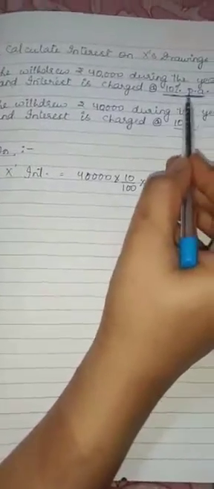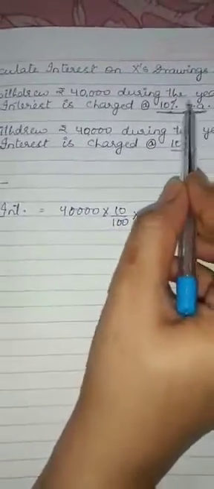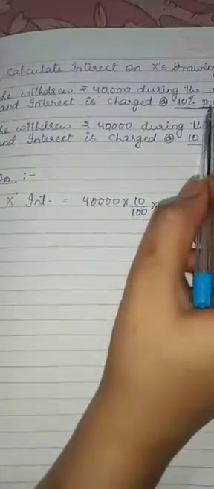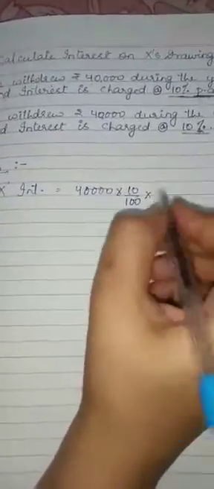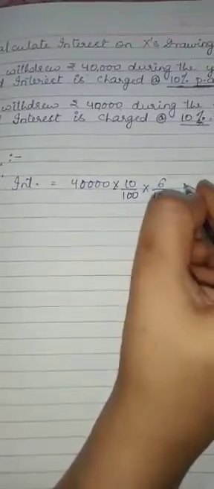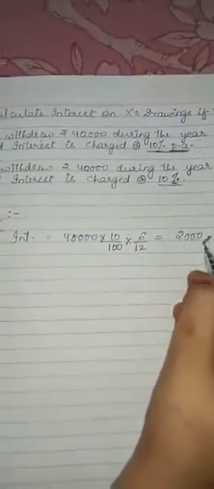As we have discussed, if the per annum word is given, we would consider the time period. And here it is not mentioned for how much period he has kept the money or when he has withdrawn the money. So in that case, if the time period is not clear, we will take 6 months. That means 6 by 12, which is equal to 2,000 rupees. So interest on drawing would be 2,000 rupees in the first case when the per annum word is given with percentage.